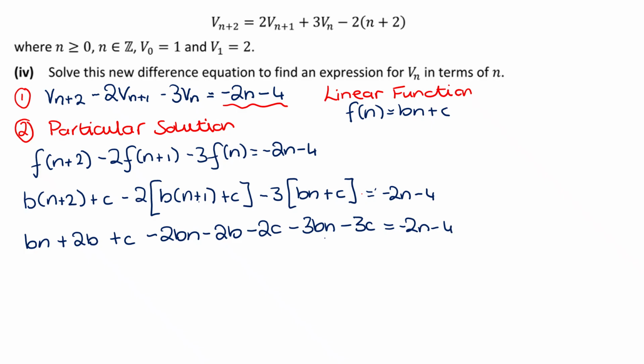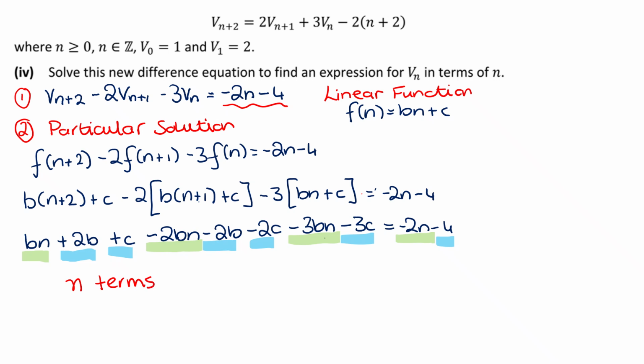You can tidy up here if you like. I'm just going to focus on our two types of terms. So we have n terms and we have our non-n terms, so our constants. So we have all of our n terms highlighted, and then we have our constants, so our non-n terms. And the n terms on the left are going to equal the n terms on the right, and the constants on the left are going to equal the constants on the right.